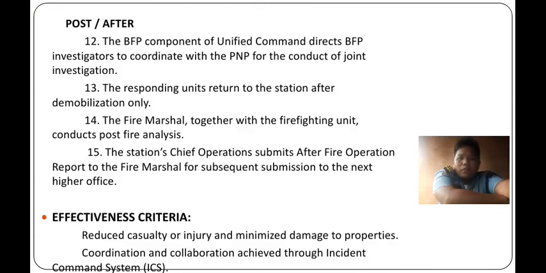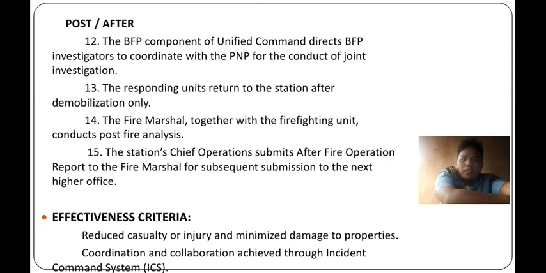Post after. 12. The BFP component of Unified Command directs BFP investigators to coordinate with the PNP for the conduct of joint investigation. 13. The responding units return to the station after demobilization only. 14. The fire marshal together with the firefighting unit conducts post-fire analysis.